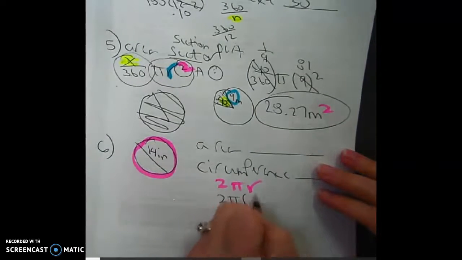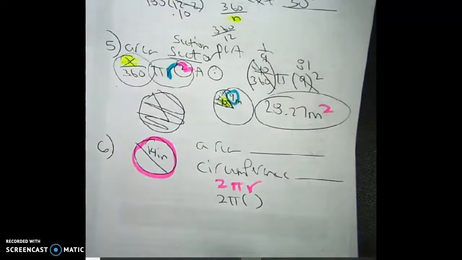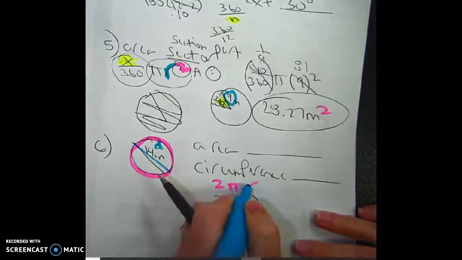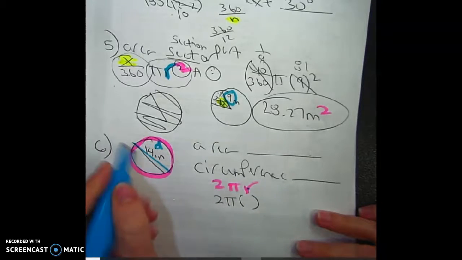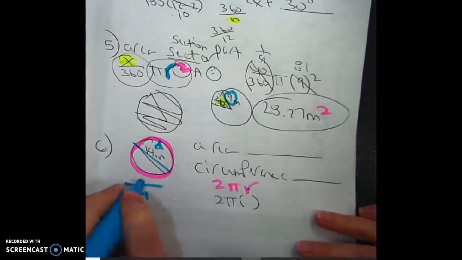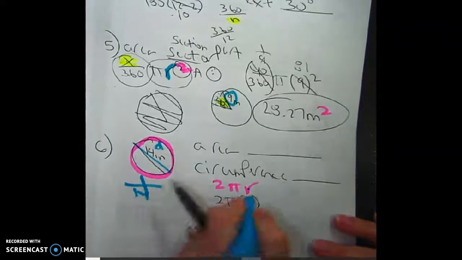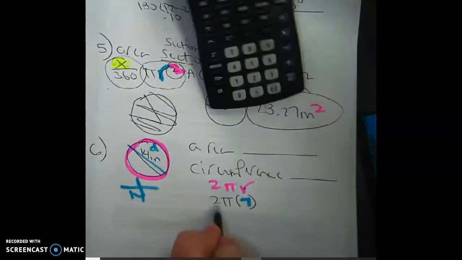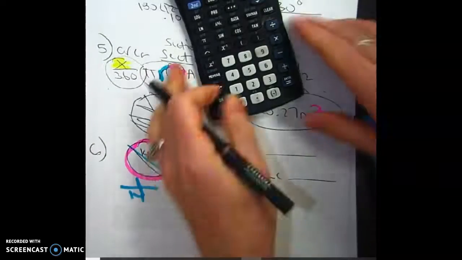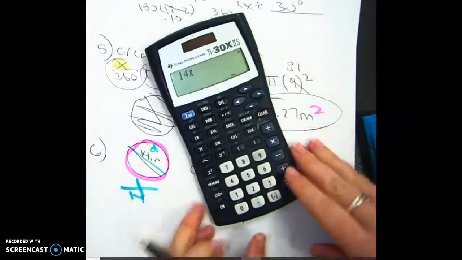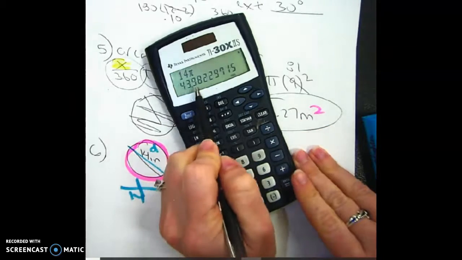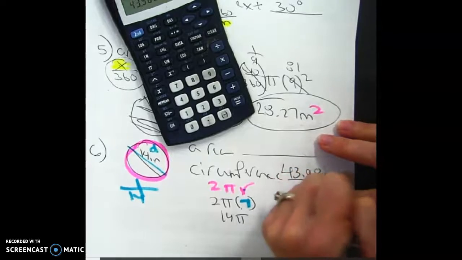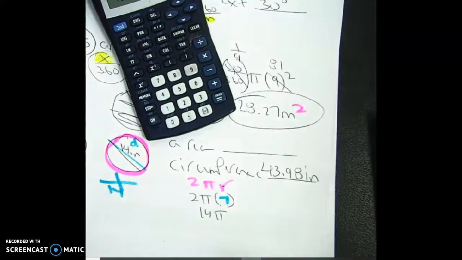2 pi times. Now here's the part where some of you are messing up. This represents the whole thing, your diameter. But this is your r, your radius. So they want you to take that 14 and cut it in half. So they want the 7 right there. Okay. 2 times 7 is 14. And let's go 14 pi. And I get 4398 inches. It's not squared. You don't see a squared.